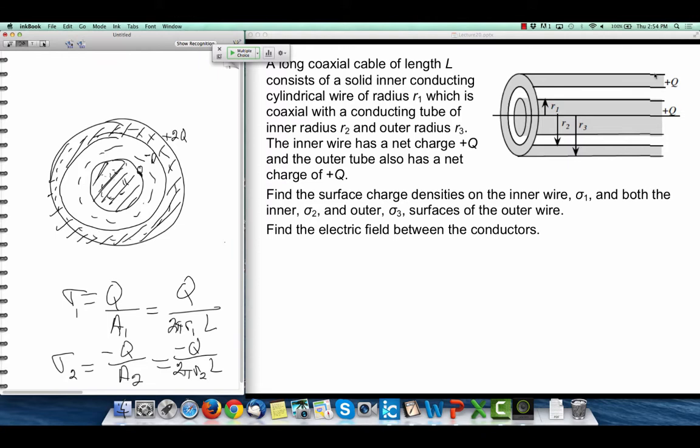And any other questions about this? I'm not going to go through Gauss's law for the cylinder because I think you can do that one. And I think you'll find that the electric field in here is linearly dependent on the radius because this is a cylinder.